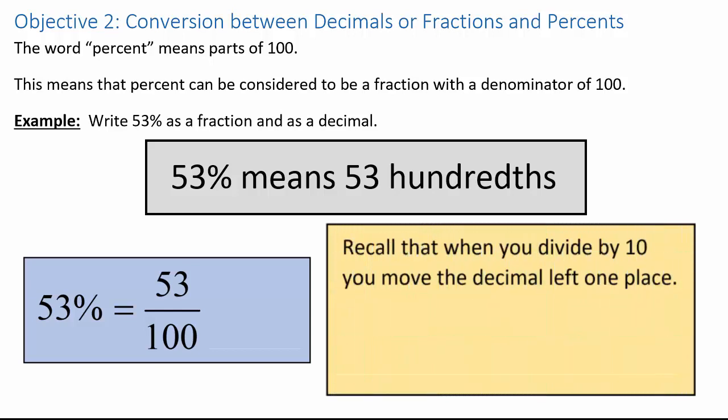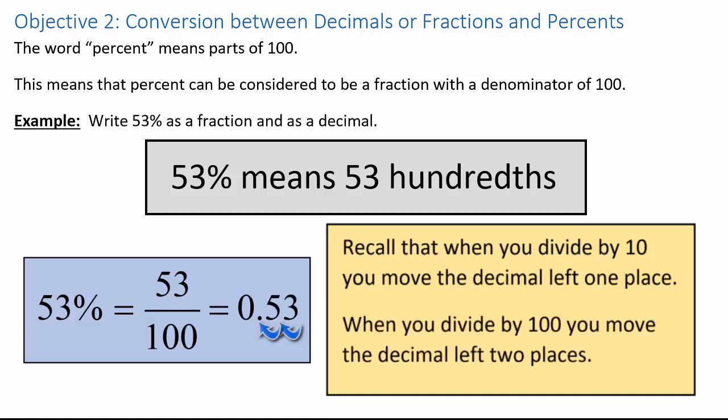Recall that when you divide by 10, you move the decimal place to the left once. If you divide by 100, you move the decimal place to the left twice. 53 divided by 100 then would be 0.53. Once again, if you say it correctly, you won't know whether you're referring to the fractional or the decimal form of the number. 53 hundredths. So 53% equals 53 hundredths as a fraction, or as a decimal, 0.53.